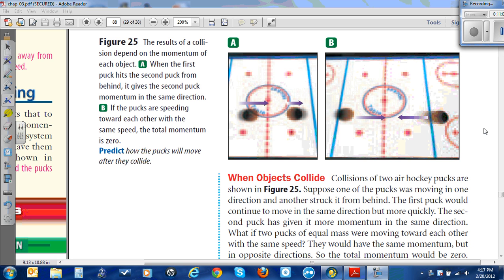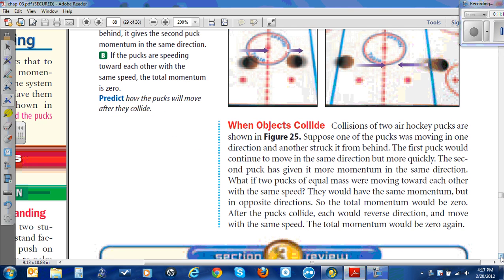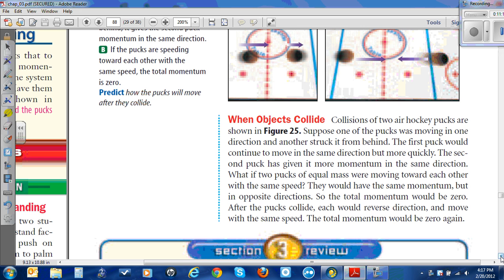What if two pucks of equal mass were moving towards each other with the same speed? They would have the same momentum but in opposite directions, so the total momentum would be zero. After the pucks collide, each would reverse direction and move with the same speed. The total momentum would be zero again.